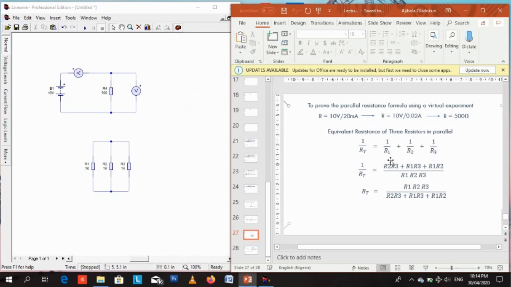Then the next step, 1 over RT, where RT is the total resistance. Then the LCM R1, R2, R3. R1 in R1, R2, R3 gives us R2, R3. Then plus R2 in R1, R2, R3 gives us R1, R3. Then R3 in R1, R2, R3 gives us R1, R2. So that's very basic actually. That equals 1 over RT, but it's RT we actually need, not 1 over RT.